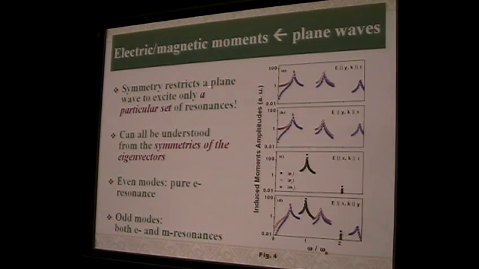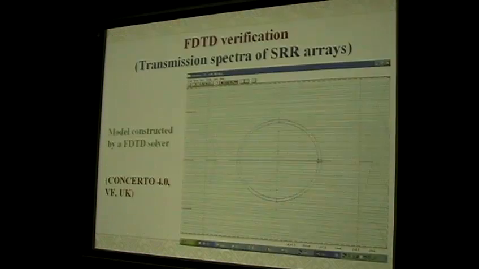And we use plane wave to study its resonance properties. We calculate the resonance, the electrical dipole moment and magnetic dipole moment of the series mode. And then we find that, in fact, the plane wave can excite only a particular set of resonances. For different kinds of plane wave, you can excite different modes.